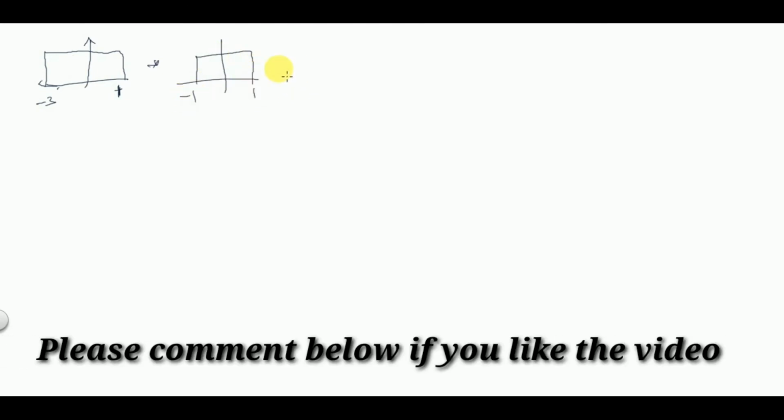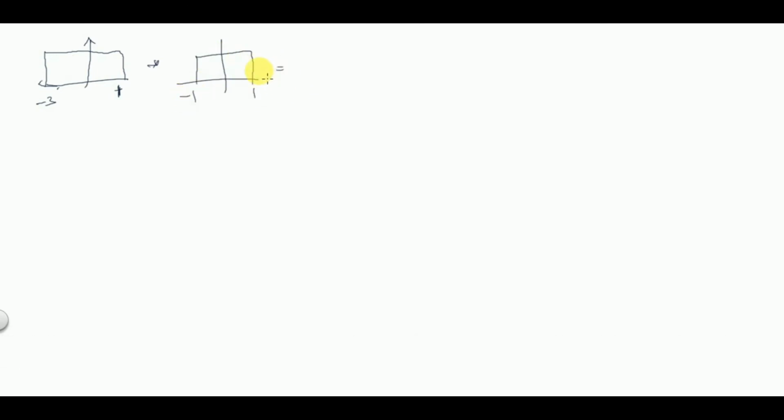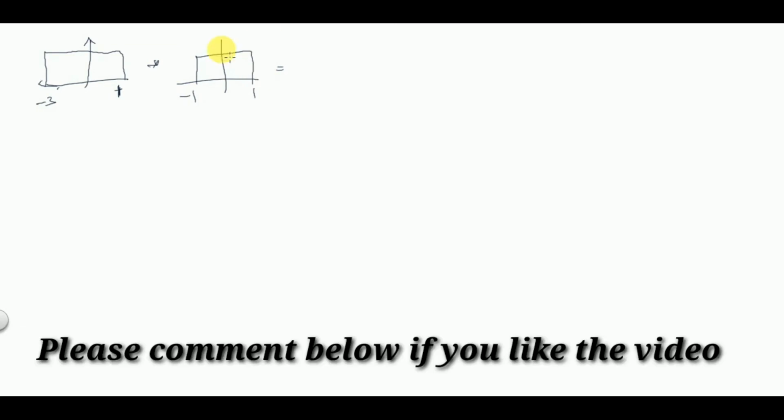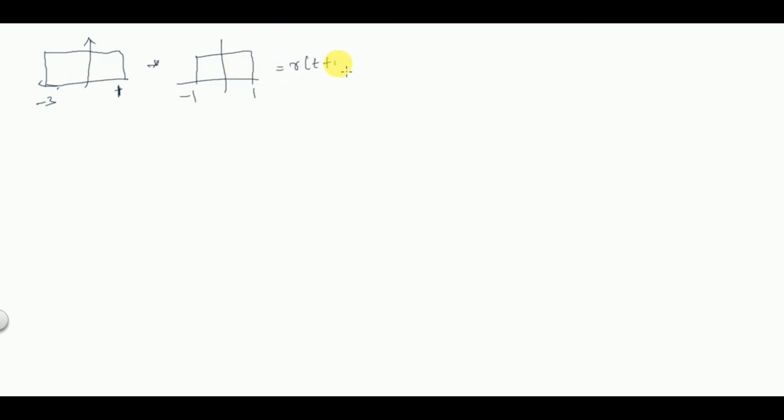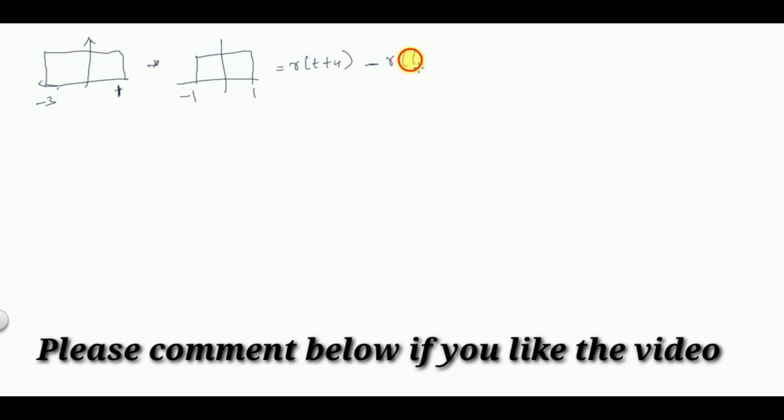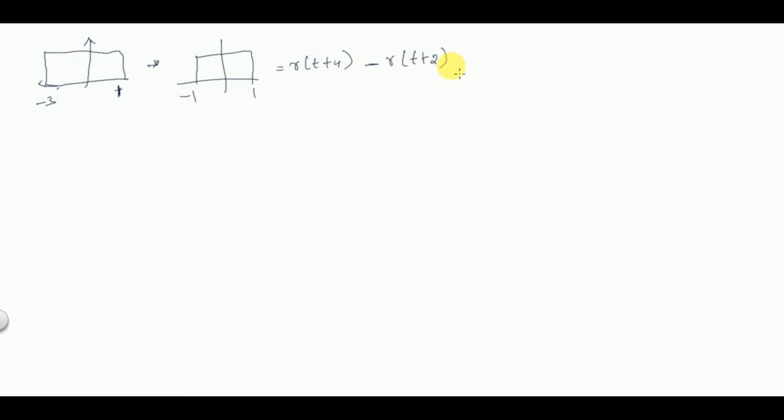So we have just seen the convolution of two signals here. So minus 1 to 3, convolved with minus 1 to 1. So we have got the answer as r of t plus 4 minus r of t plus 2 minus r of t plus r of t minus 2. Okay, so this is the answer we have got.